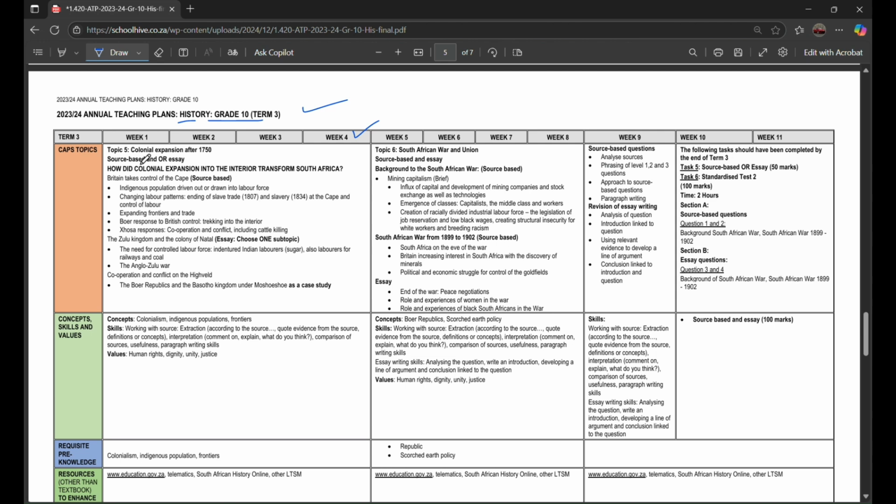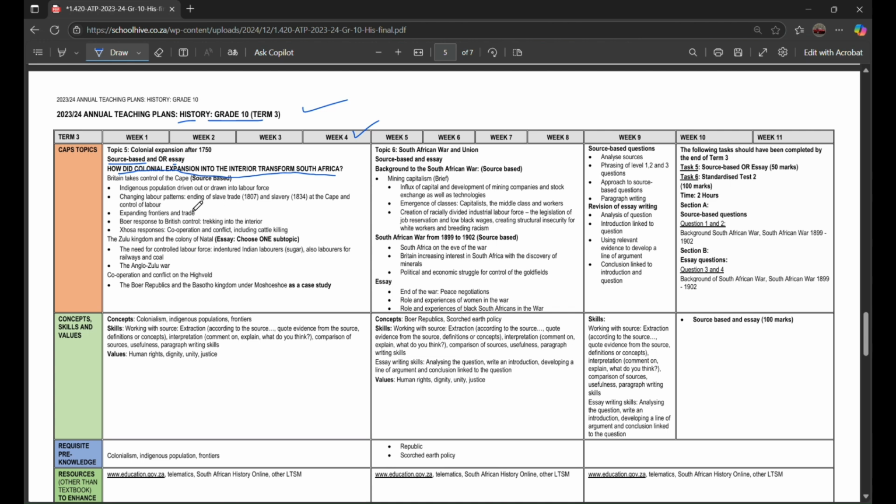the topic 5, colonial expansion after 1750. As you know, in History there is a source-based question, which asks: how did colonial expansion into the interior transform South Africa? Britain takes control of the Cape, which is going to be source-based.